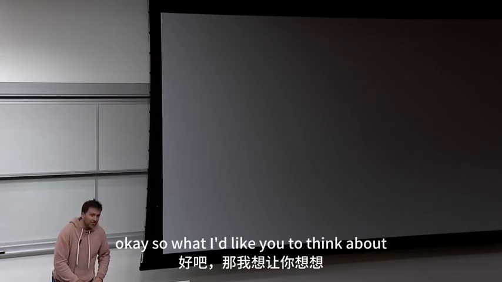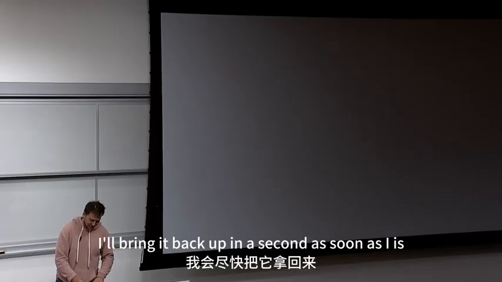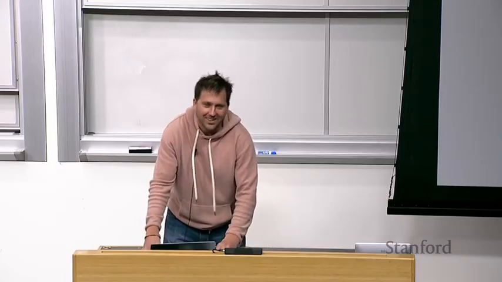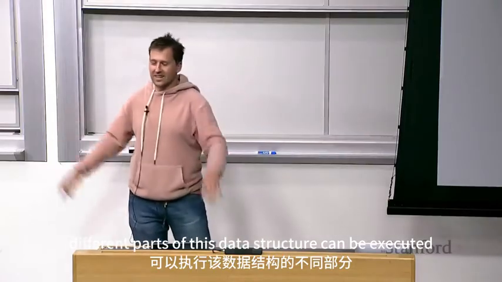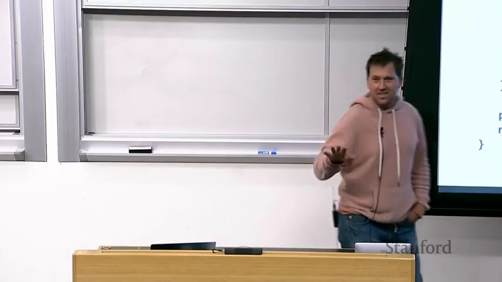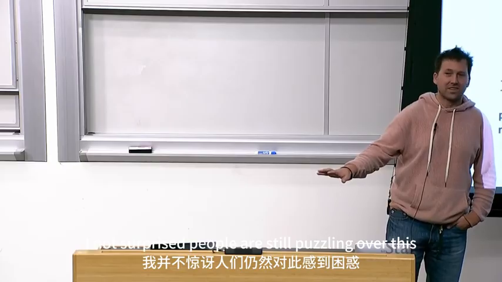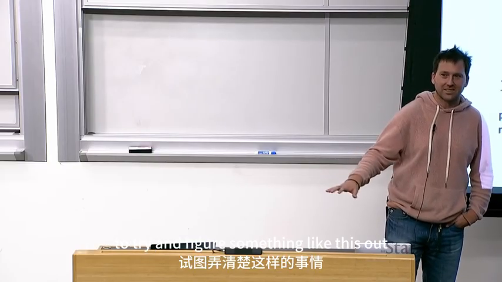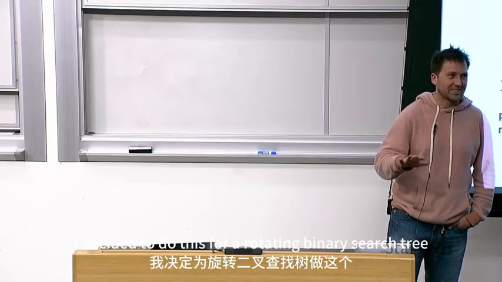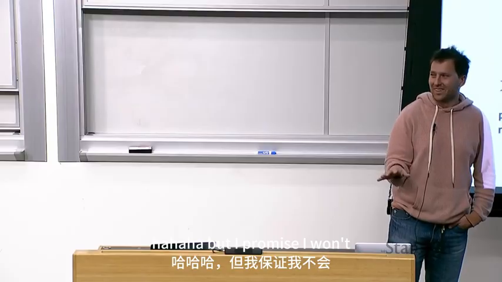Okay, so what I'd like you to think about, you don't need to see the slides for this, I'll bring it back up in a second, is how would you do better? So talk that over for a second. Clearly different parts of this data structure can be edited at different times. I am not surprised people are still puzzling over this. I should probably give you at least 5 minutes to figure something like this out. By the way, on an exam one year, I decided to do this for a rotating binary search tree, and it was hard. I promise I won't.